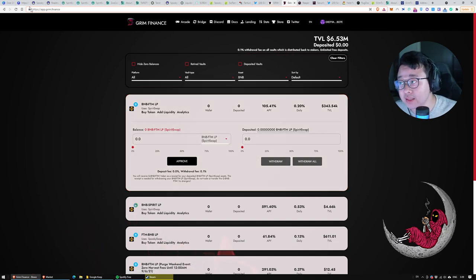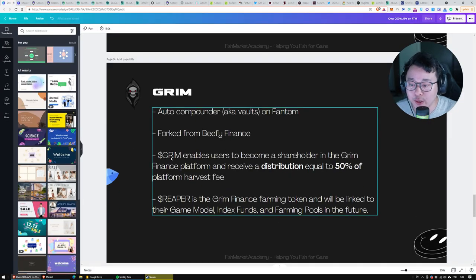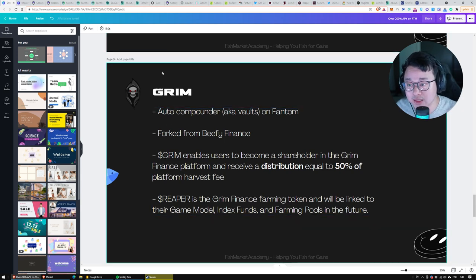But Grim Finance is interesting in the sense that they actually have two different types of tokens. They have the Grim token, which is like the governance token, and you receive a distribution of the harvest fee. Distribution equal to 50% of the platform harvest fee. And Reaper is like the farming token, and there will be more features and things that meets Reaper in the future and that they are building, but it's not out yet.